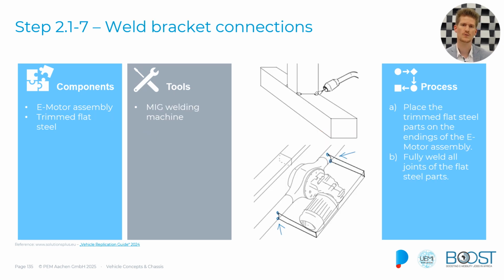And then we need to weld the bracket connections, as you can see. So we have our rear axle here, this is our support bracket, and now we just weld it onto the rear axle to have that piece fully connected to it.